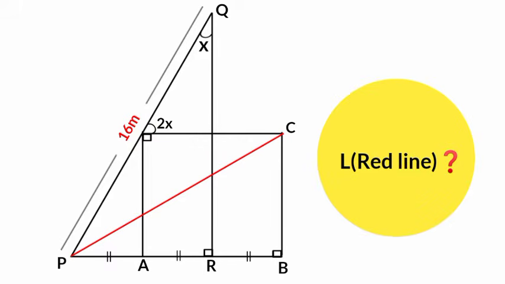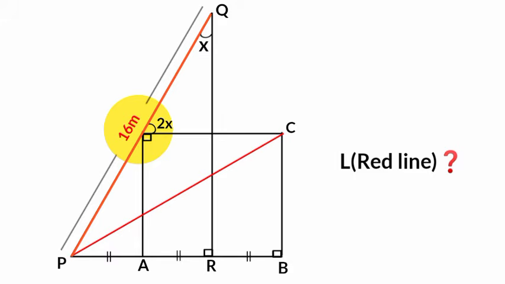From here, we are to calculate the length of the red line, that is this line CP. And from what we have here, this angle has a size x and there is 2x. That is, this is twice the size of this angle. This angle and this angle here are right angles.